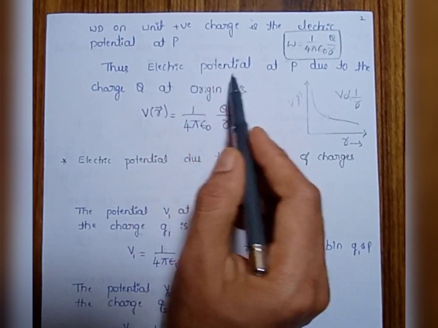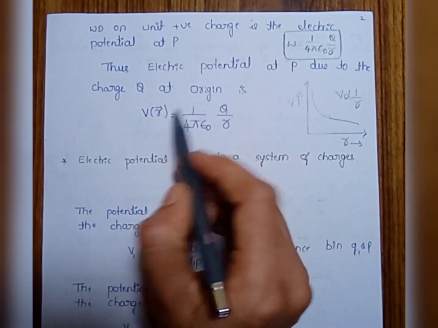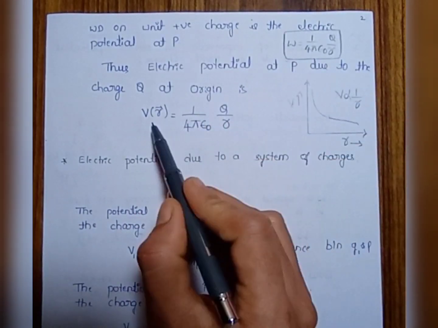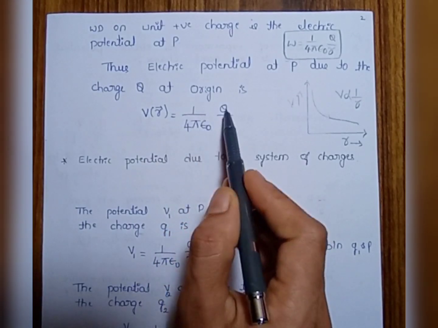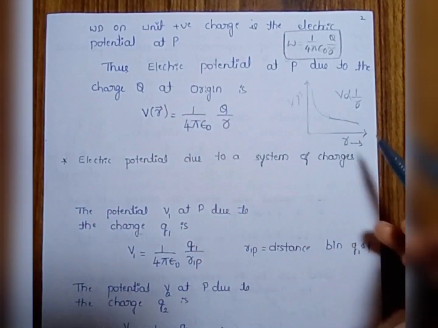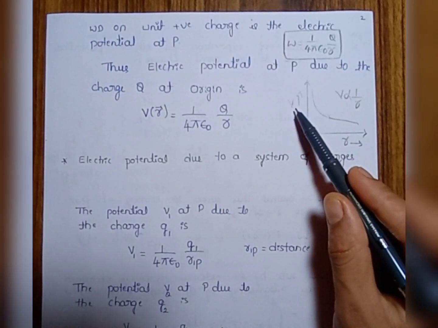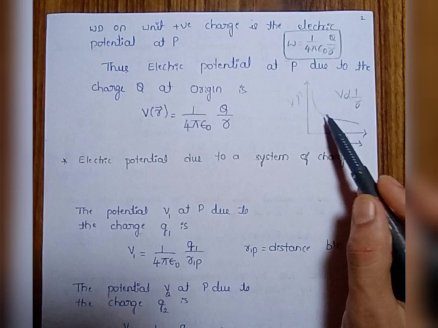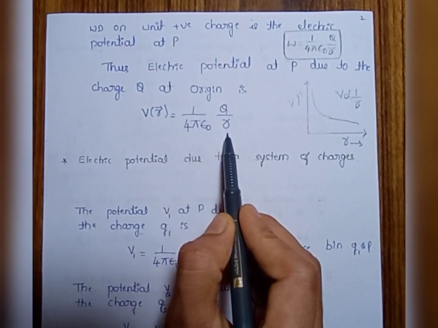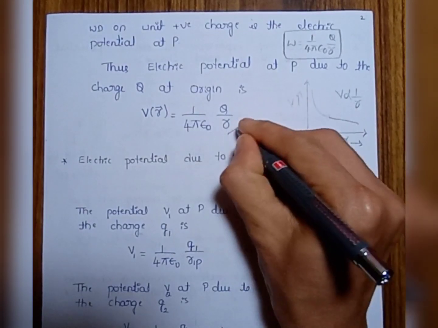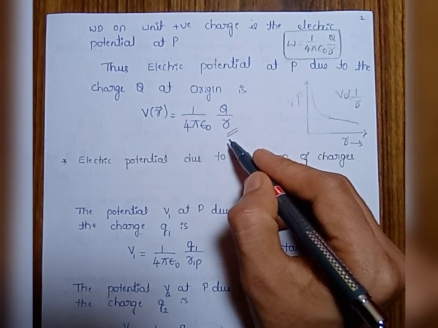Thus, the electric potential at P due to the charge Q at the origin can be written as W becomes V of R is equal to 1 divided by 4 pi epsilon naught Q divided by R. As the position vector increases, the value of the electric potential goes on decreasing, because V is inversely proportional to the value of R. Up to here, this is the 3 marks derivation.